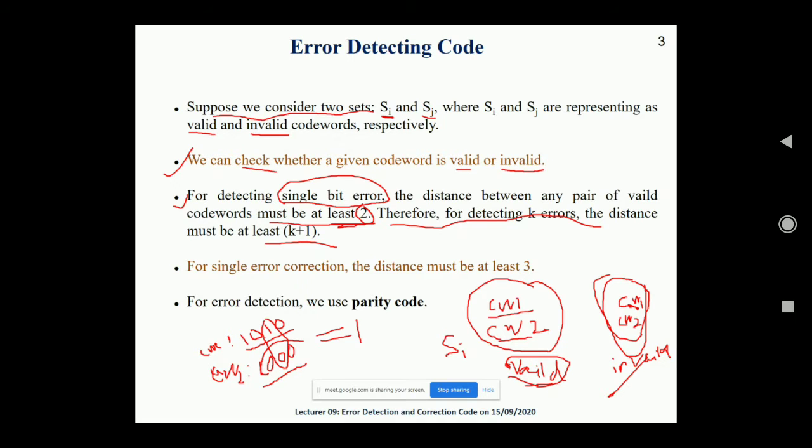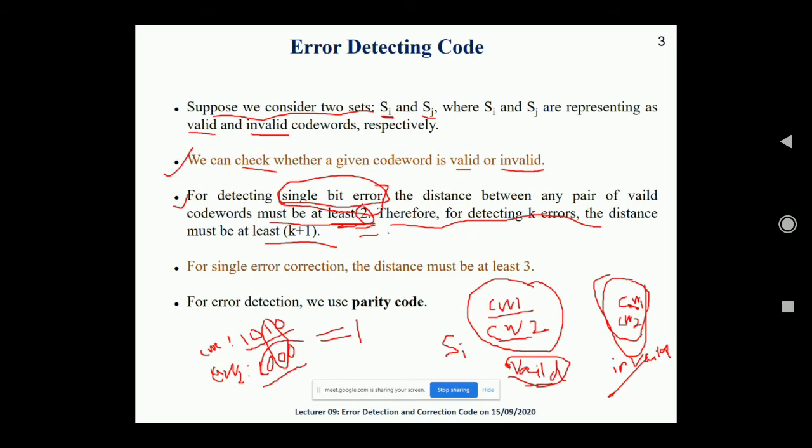The third bit of code word 1 is 1 and the third bit of code word 2 is 0, so only one bit is changing. But though only one bit is changing, CW1 and CW2 are both present in SI. So the meaning is that only when 2 bits change is it possible to detect a single bit error. Single bit error means only one bit changes. At least 2 is required: the code word difference must be 2.